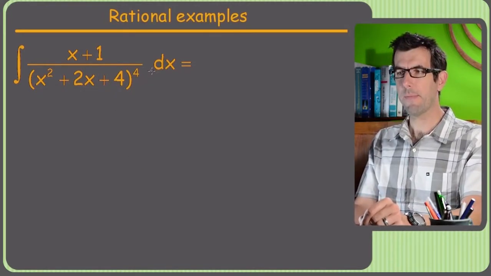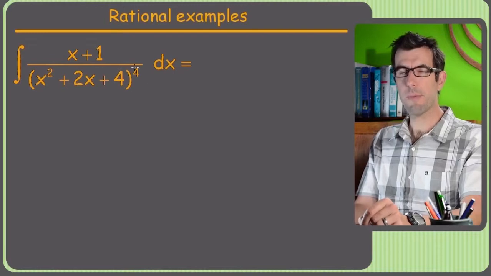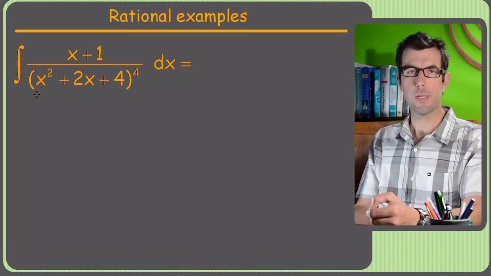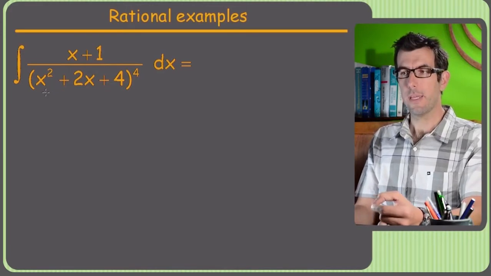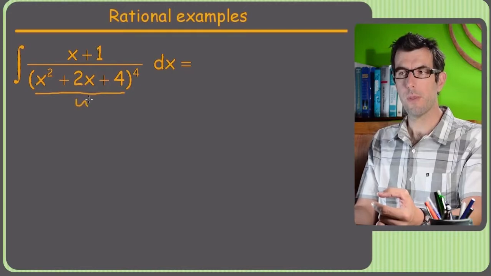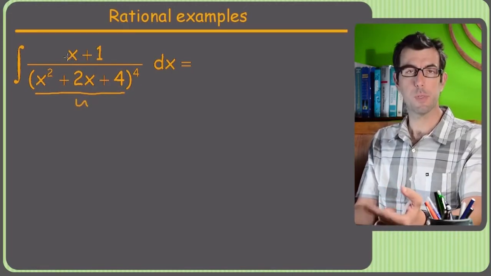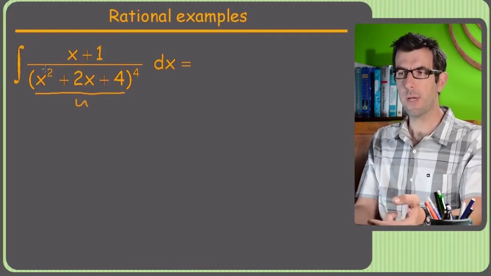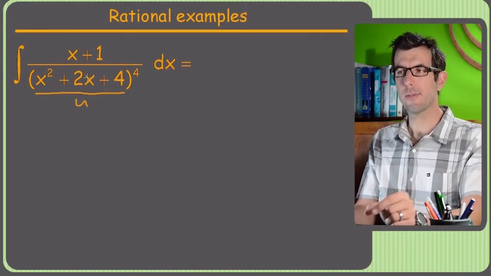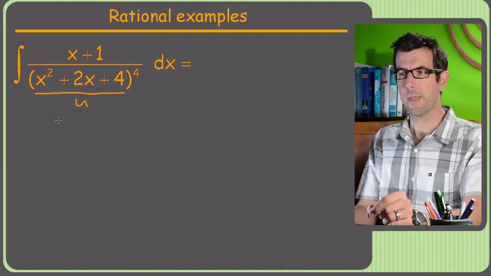Let's see what else can happen. Now once again, I've got something with a power in it downstairs, so I'm thinking let's try the power rule. So just quickly in our heads, let's double check. Would this work out? If I make my u x squared plus 2x plus 4, is the derivative of that x plus 1? Well, let's see, it's actually 2x plus 2. But that's pretty close, so it looks like it's going to work.